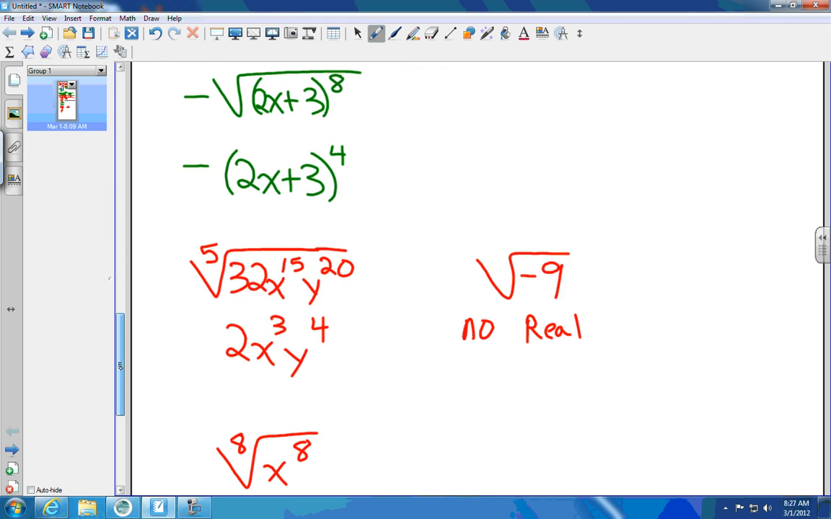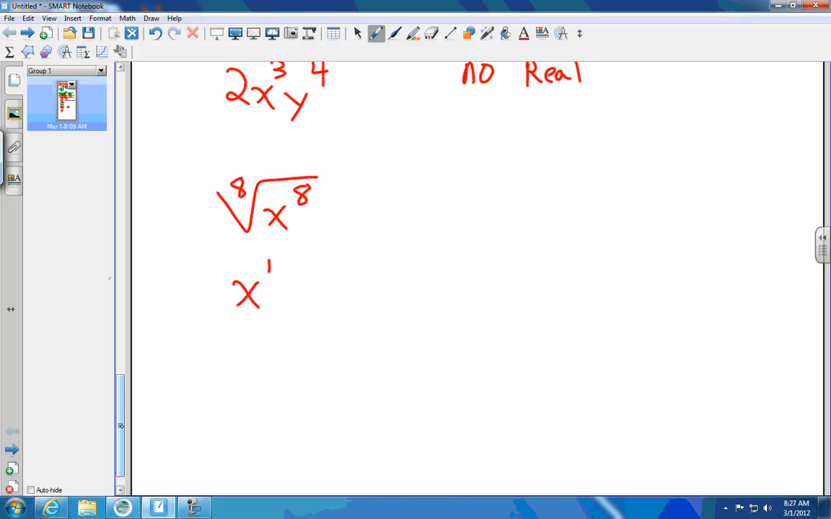So for a problem like this with a variable, you don't even have to put the x to the first, but you need to have that in absolute value. Because what did we just say the answer has to be? It has to be positive. So by putting that absolute value around that, you are saying it has to be a positive number.